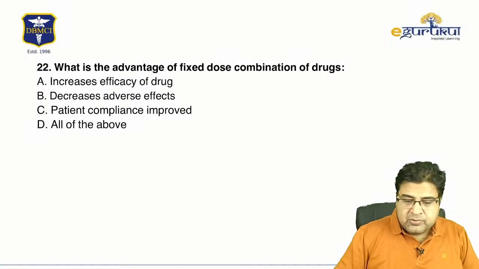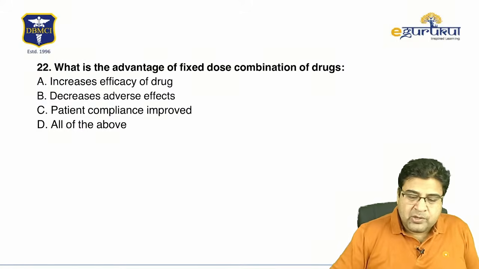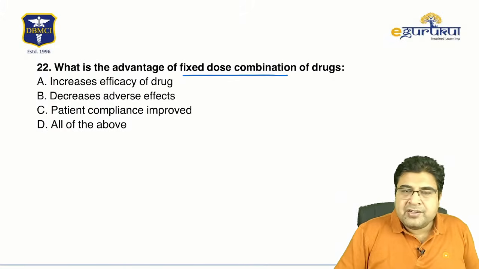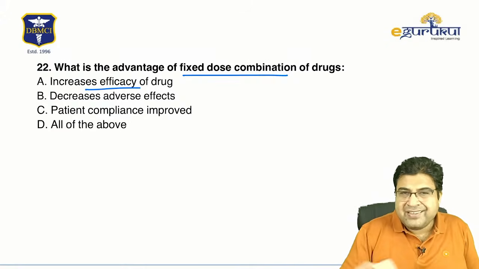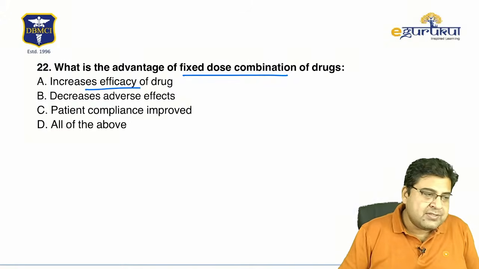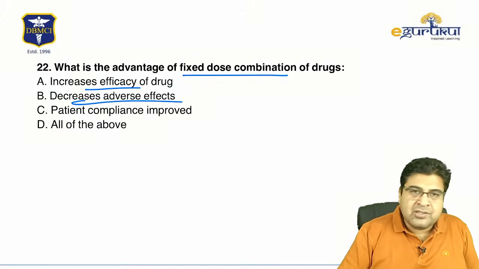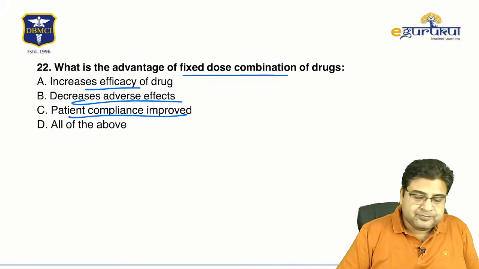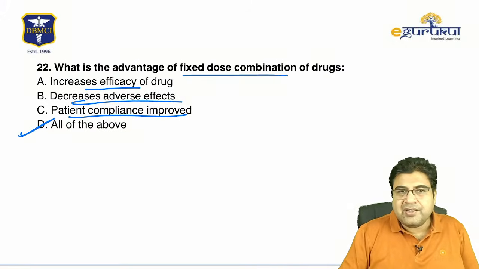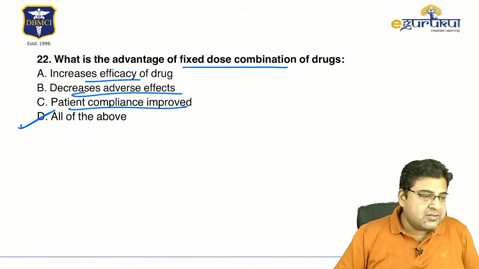Question number 22. Let's wind up the topic, guys, because it's already been 2 hours. For the last 2 hours, we are doing the questions continuously. What is the advantage of fixed dose combination? It's a general question. FDC will increase the efficacy. Yes, if we combine the two drugs, this will increase the efficacy. They can decrease the adverse effect. Yes, one drug can antagonize the other's adverse effect. Patient compliance is improved. Yes, the patient is more comfortable. So answer is D, all of the above.